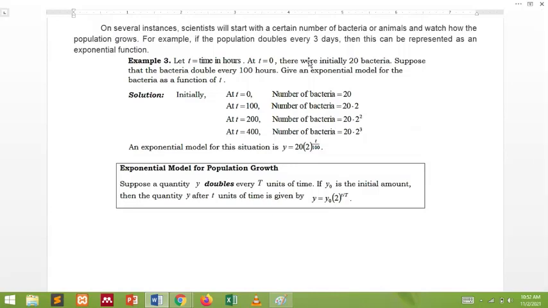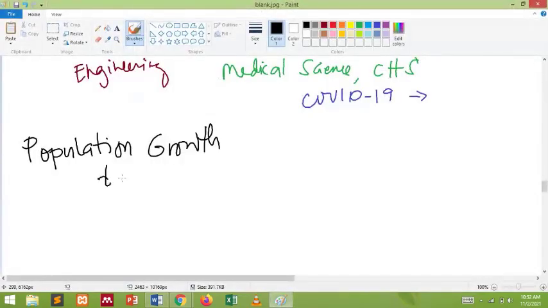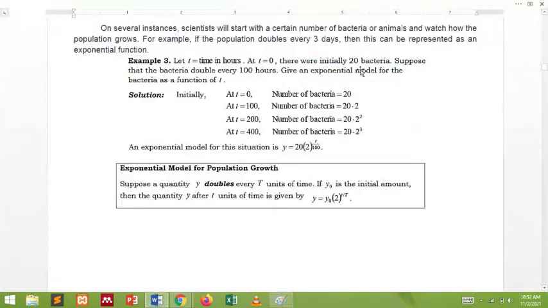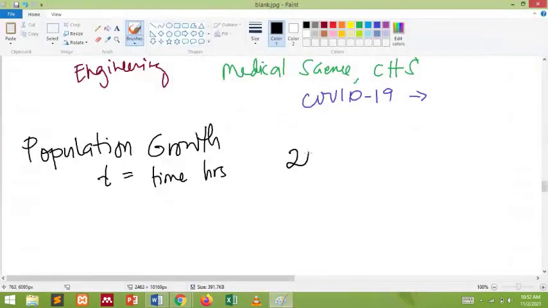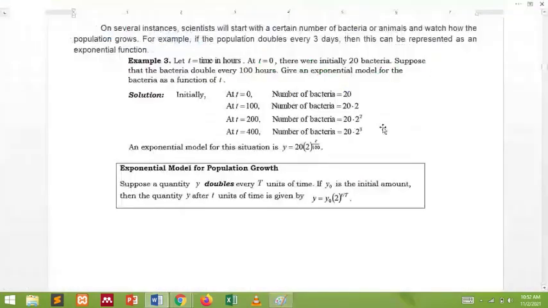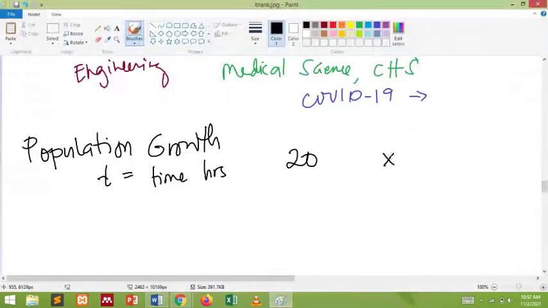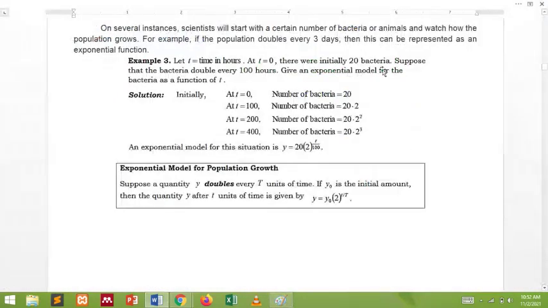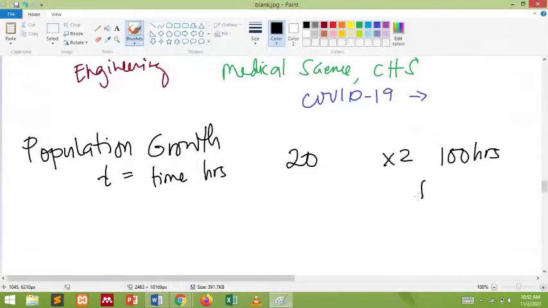So, let's have this example. t is equal to time in hours. So it is by hours. There were initially 20 bacteria, let's say, whatever that bacteria may be. And then suppose that the bacteria doubles every 100 hours, so times 2 every 100 hours. Give an exponential model for the bacteria as a function of t. So we are now looking for a function of t. Again, t is the time in hours.